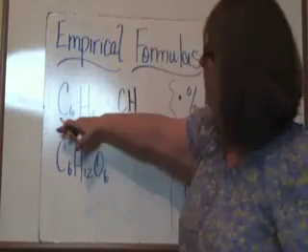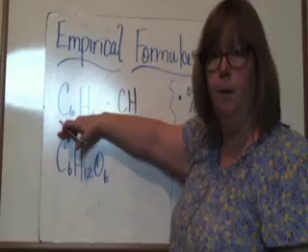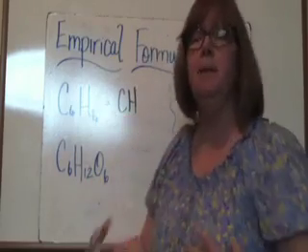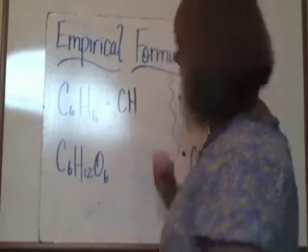So this is how the molecule actually exists. This is benzene, C6H6, that's its molecular formula. But when we talk about empirical formula, we're just talking about the simplest whole number ratio of the atoms, and it's 1 carbon to 1 hydrogen, CH.